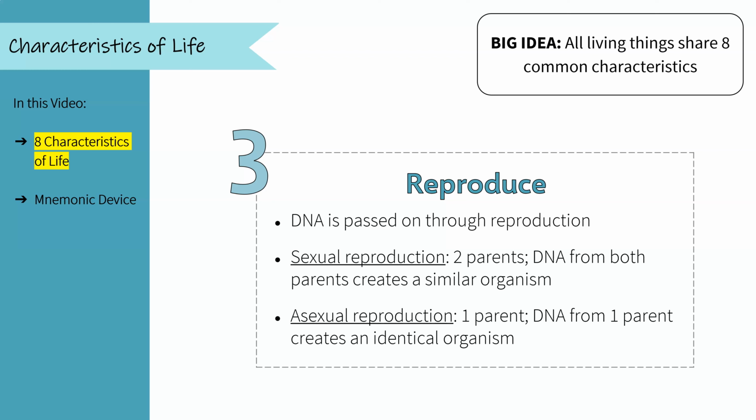Third, all living things reproduce. Like we said before, this is how DNA gets passed on. Some organisms do sexual reproduction where there are two parents and DNA from both parents creates a similar organism. We also have asexual reproduction where there's just one parent and that parent divides or has an offspring, and our new organism or offspring is identical because the DNA is exactly the same as the parent.